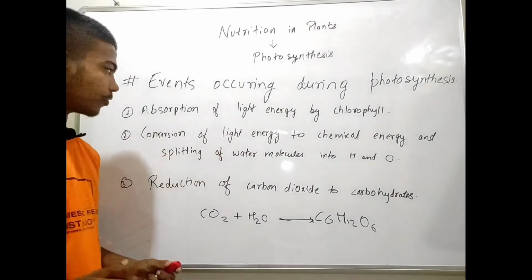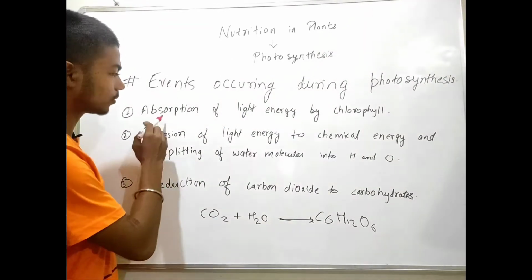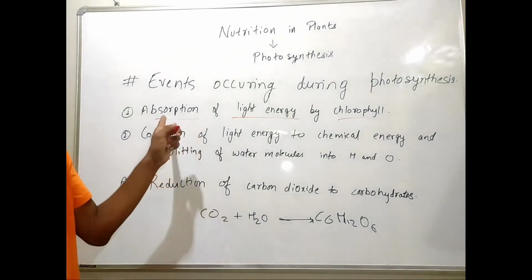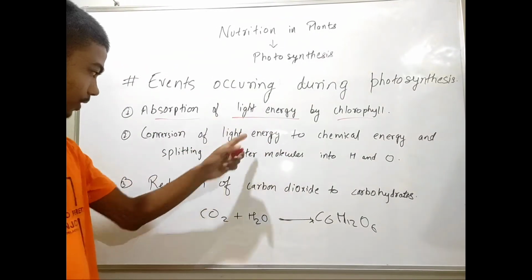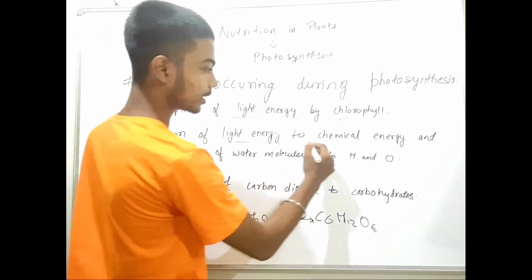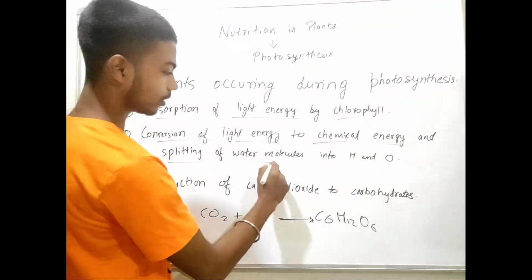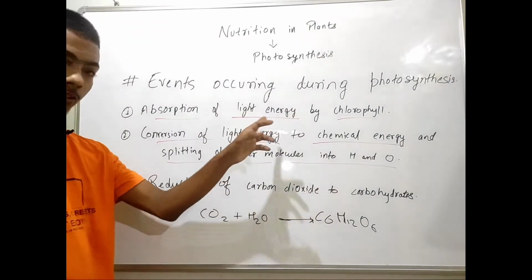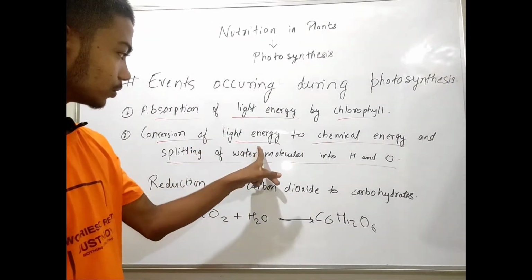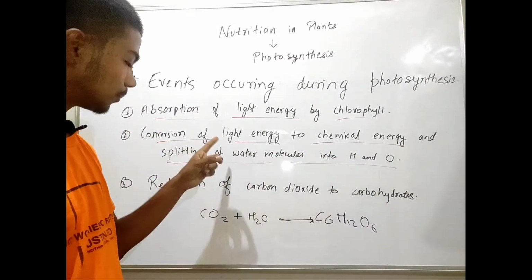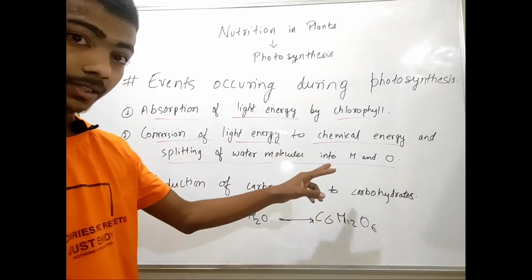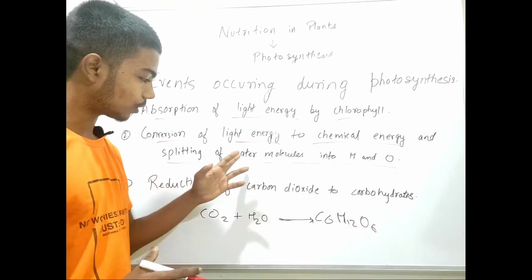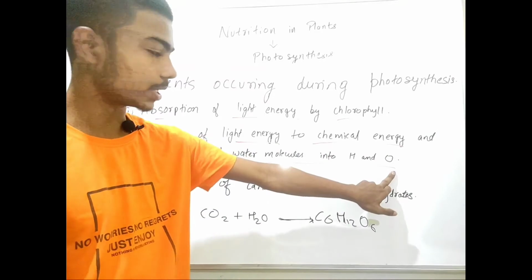So it occurs stepwise. First, absorption of light energy by chlorophyll. The chlorophyll of green plants absorbs light energy from sunlight. Then conversion of light energy to chemical energy and splitting of water molecule into hydrogen and oxygen. The light energy absorbed by the chlorophyll gets converted into chemical energy, and that chemical energy is used to split water molecule into hydrogen and oxygen separately.